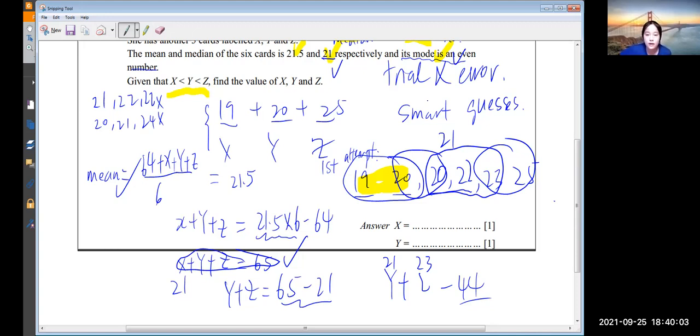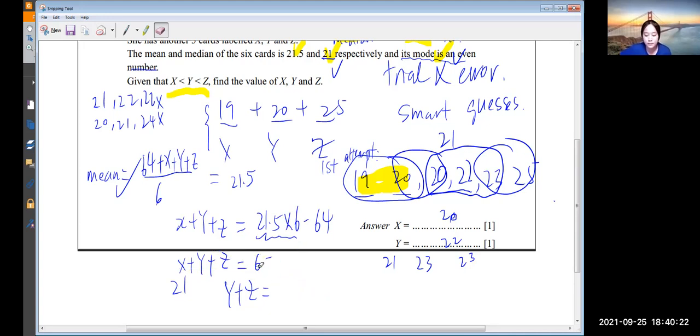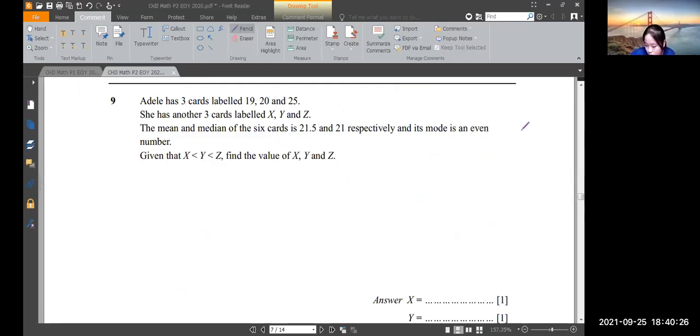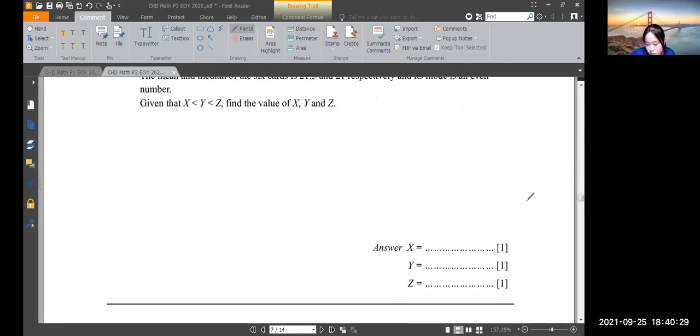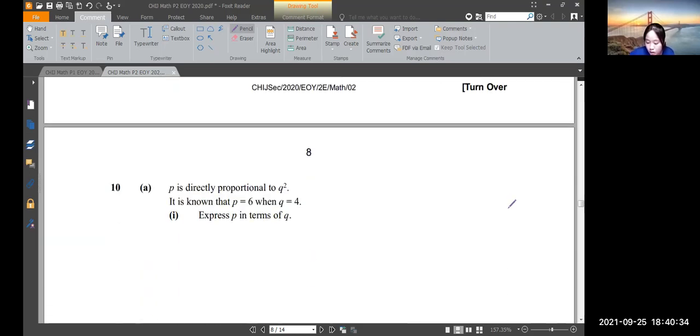So this one is about trial and error. You have to trial and error it. So the answer is 20, 22, and then 23. Okay, good. Next. But actually, it's okay lah. If it's 3 marks and you cannot get it, you still have 97 to go. But of course, I want you to get it.